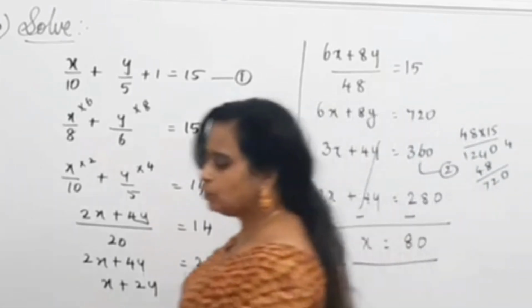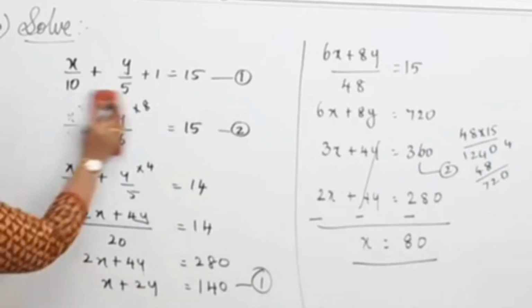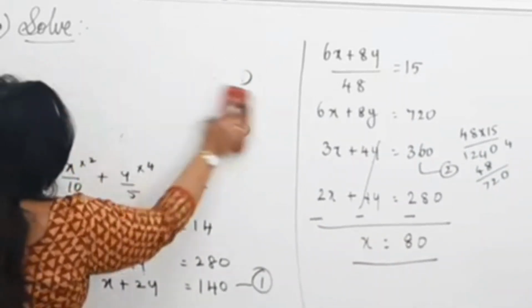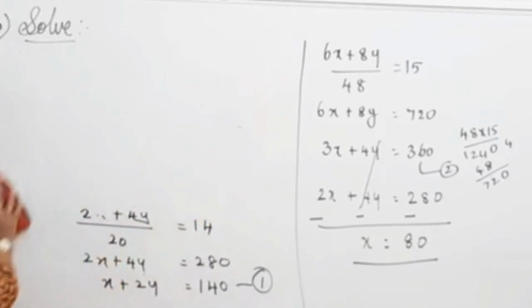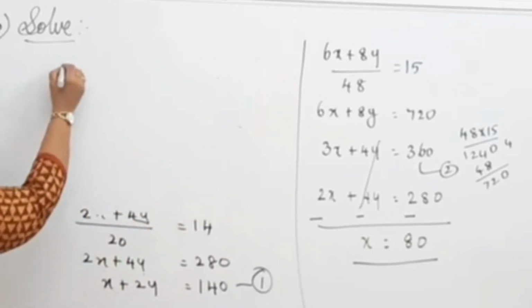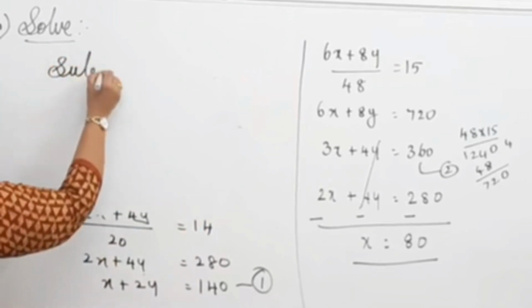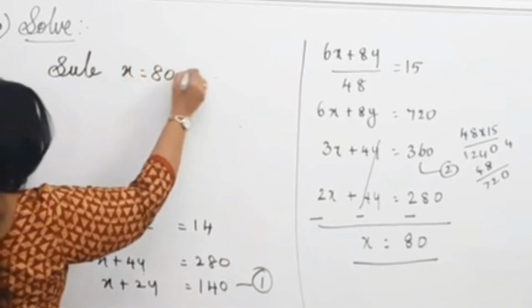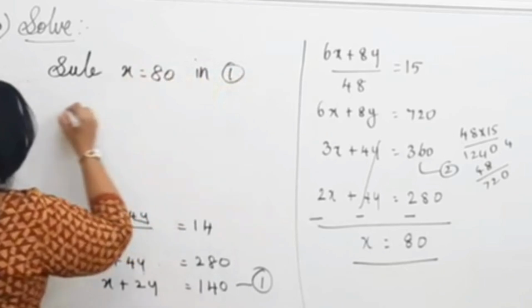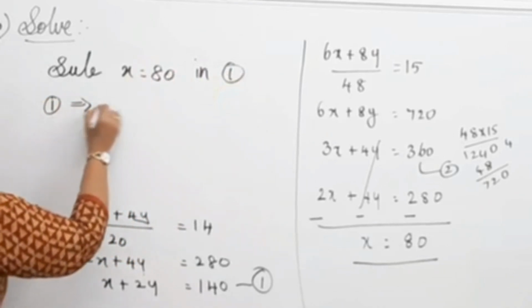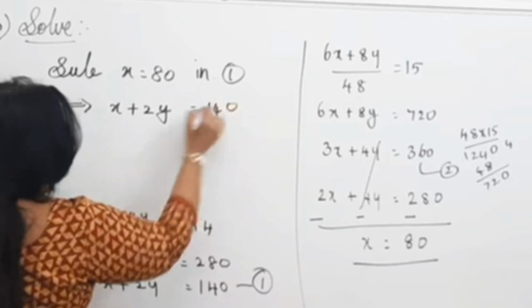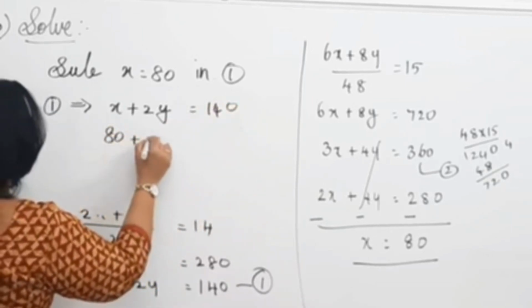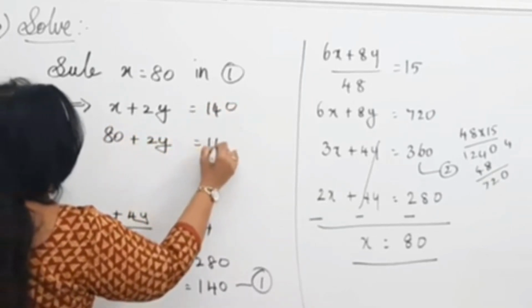I will substitute in any one of these equations. I take my first equation. So x is equal to 80. Substitute x is equal to 80 in the first equation. So my first equation says, after simplification, x plus 2y is equal to 140, that is 80 plus 2y is equal to 140.